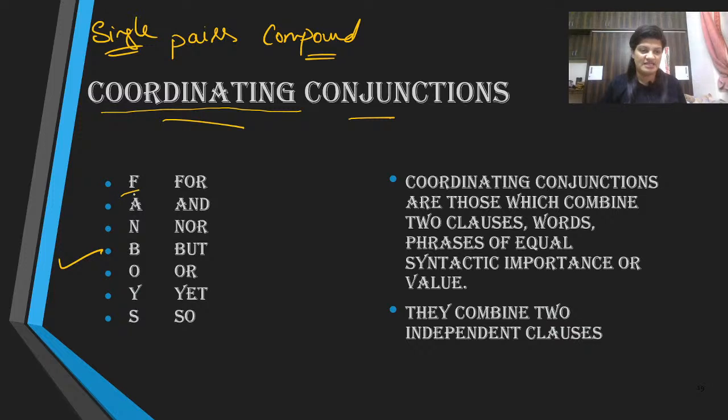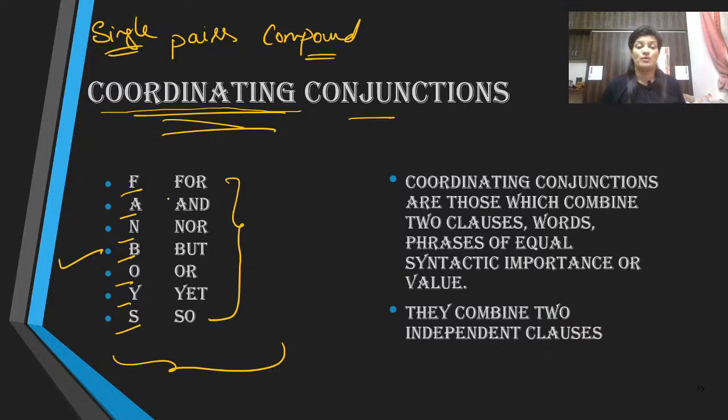This is pretty easy for anybody to understand, this particular acronym, which I believe everybody would have heard of. FANBOYS. FANBOYS are the conjunctions that we use as coordinating conjunctions. Take a look at them: for, and, nor, but, or, yet, so. This is the acronym. An acronym is nothing but an abbreviation, a short form to remember the coordinating conjunctions.